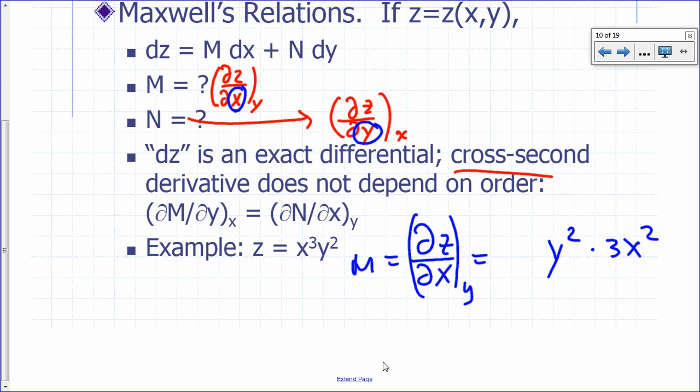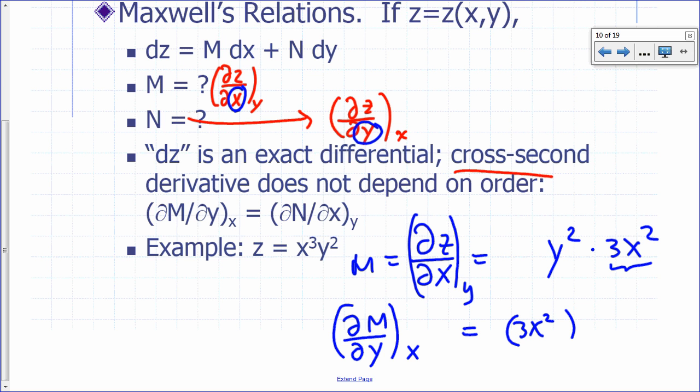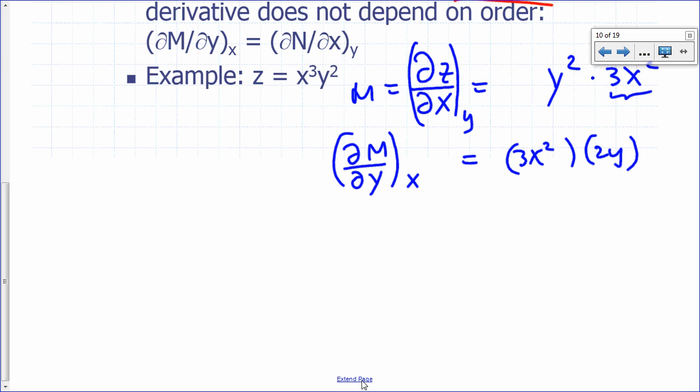So this time let's take the derivative of M with respect to y. You took the derivative first with respect to x. Now you take the derivative with respect to y, this time holding x constant. What would that be? Three x squared will now be a constant, right? What's the derivative with respect to y of y squared? 2y. So that gives us how much? 6x squared y.